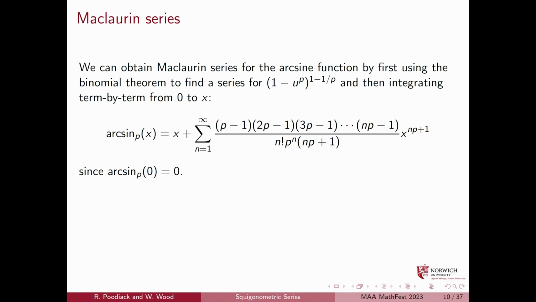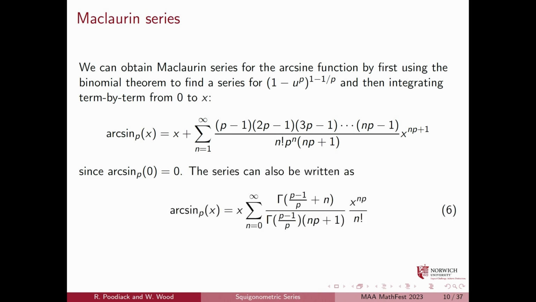So now we can obtain Maclaurin series for the arc sine function by first using the binomial theorem to find a series for (1 minus u to the p) to the (1 minus 1 over p), and then integrate term by term from 0 to x. And what we end up with is, since arc sine of 0 is 0, this thing, okay? x plus a product of (p minus 1), (2p minus 1), all the way up to (np minus 1), all over n factorial times p to the n times (np plus 1), times x to the (np plus 1), right? A little more stretched out than perhaps we'd like, but there's a nice pattern involved with these, okay?